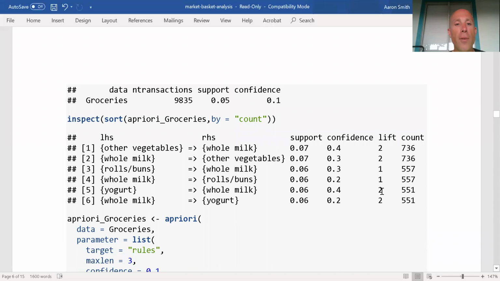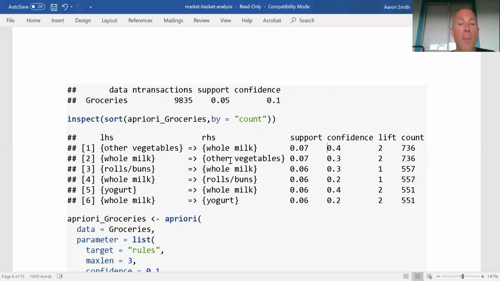All right, so here we're going to look at the highest count rules that we get. I'm using the inspect function to get it, and I'm sorting so that I have the high count up top. So other vegetables to whole milk, and whole milk to other vegetables. We can see that because they appear together in a basket, there isn't a difference from a conditional probability point of view for the count, but I do have a different confidence. So I can see that other vegetables leading to whole milk has a greater confidence than whole milk leading to other vegetables.